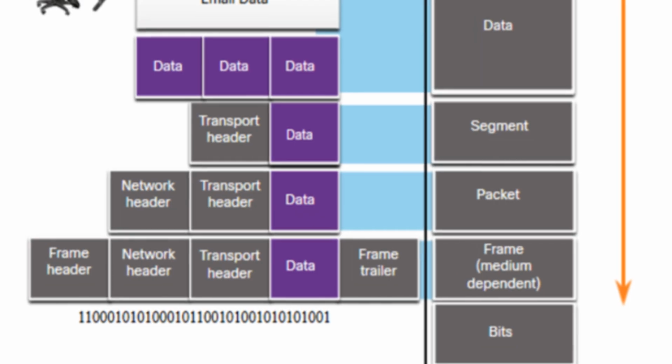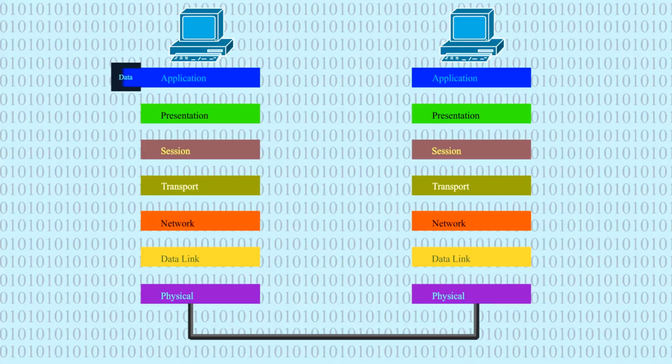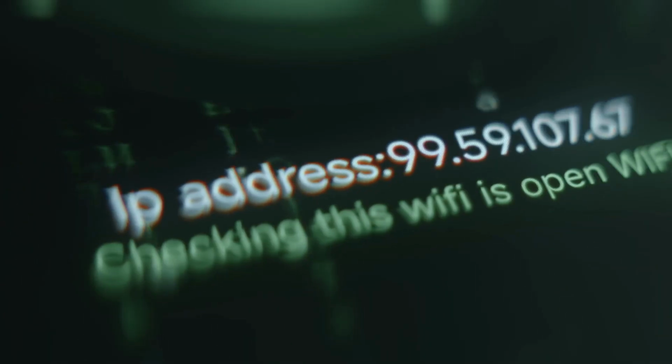We looked at encapsulation and protocol data units, how data becomes a segment, then a packet, then a frame, and finally bits for transmission, and how that wrapping and unwrapping moves data safely through the layers.